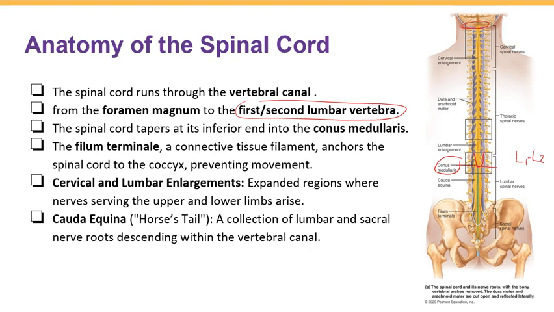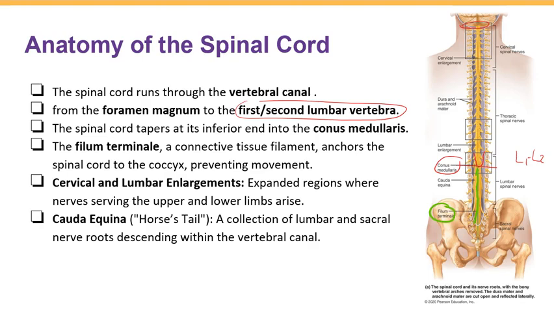Then there is a fine filament of connective tissue, which connects the conus medullaris to the coccyx bone. It anchors the spinal cord to the coccyx and prevents any movement of the spinal cord. This filament is called the filum terminale.